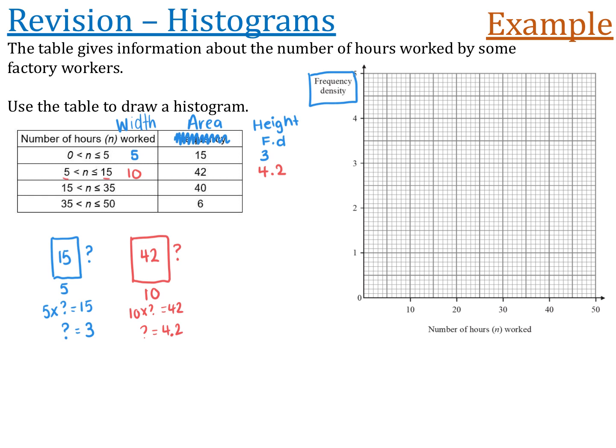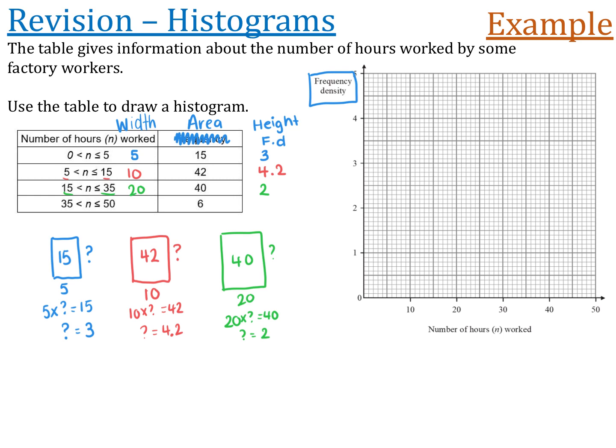Moving on to the next one, we'll change colors again. So we've got another rectangle. This time it has an area of 40 because the next frequency is 40. The width across the bottom goes from 15 to 35, which is 20. And I want to find out how tall it is. So 20 times by something gives me 40. So that number I'm looking for is 2. The height of this green rectangle, or the frequency density, is going to be 2.